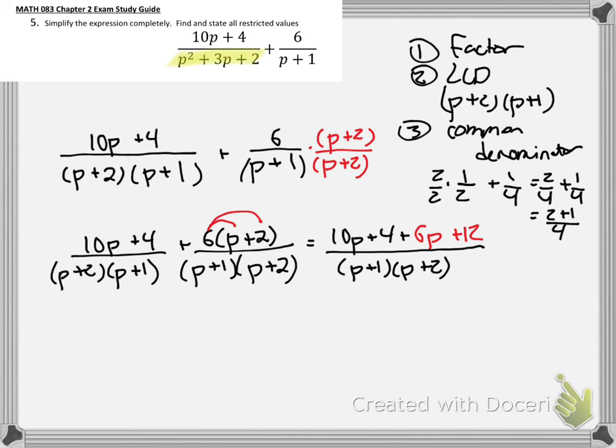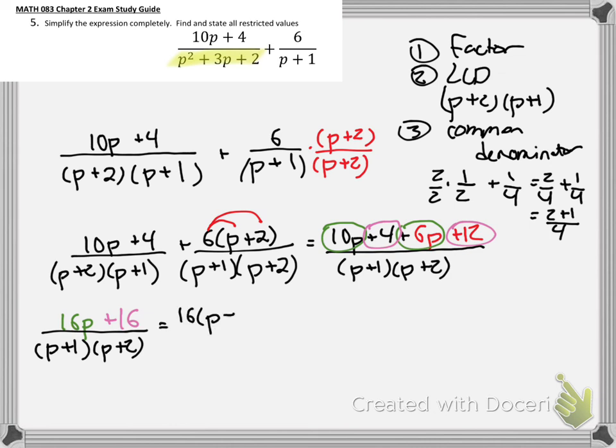Okay, so now in our numerator, hopefully you can see that there are some like terms. Specifically, we have a 10p plus a 6p. That's going to give us 16p. Likewise, we have a 4 plus 12. That's going to give us 16. So we have 16p plus 16 divided by p plus 1 times p plus 2. Okay, so at this point we could factor out a 16 from the numerator, and we would have something that looks like this.